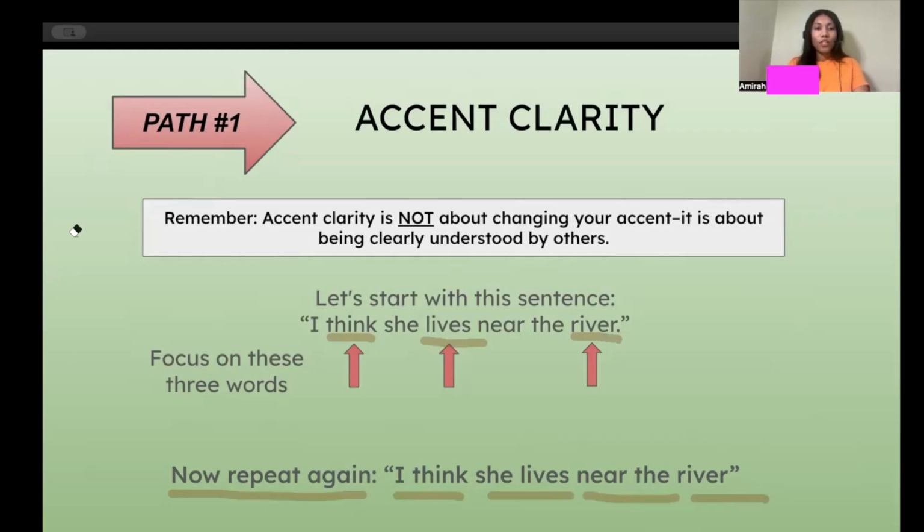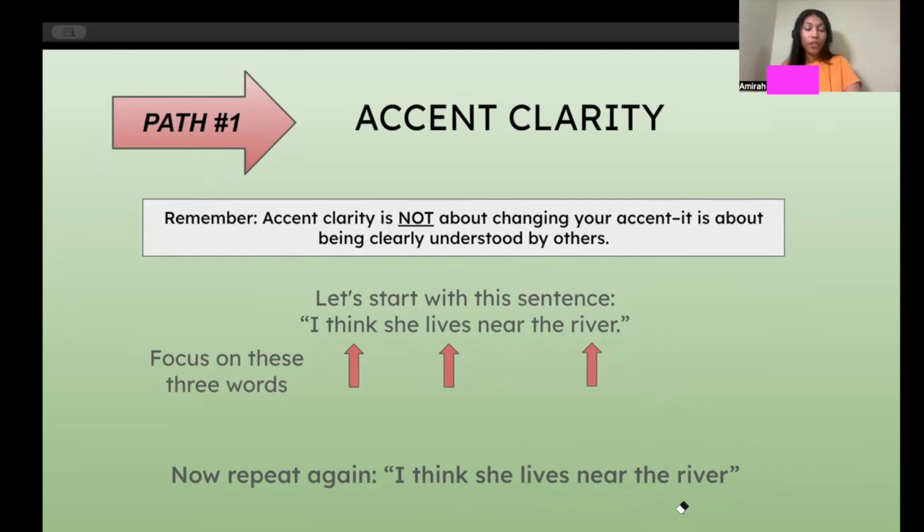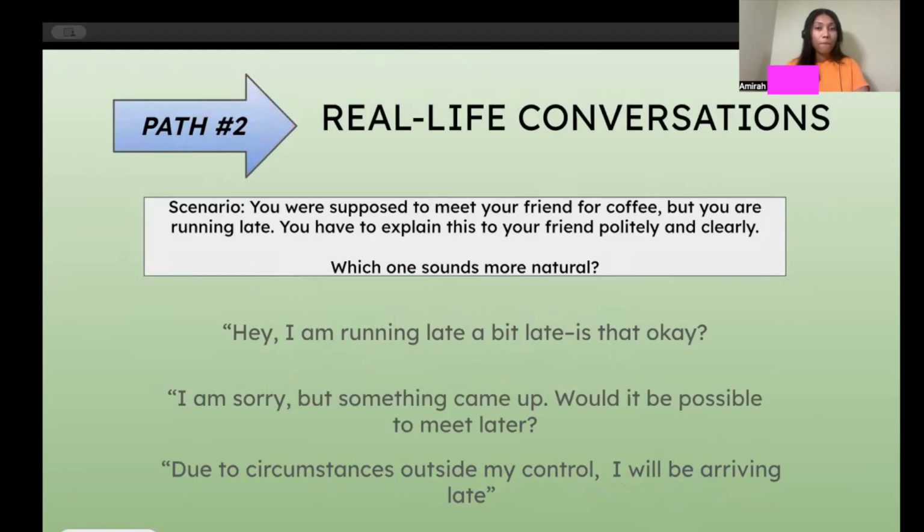And so you just do that, and you can do that a couple of times, but don't spend too much on it because, again, it is a trial lesson and you have more to get to. So this is path number 1. Path number 2, we have real life conversation. Okay? So here's the scenario. You were supposed to meet your friend for coffee, but you are running late. You have to explain this to your friend politely and clearly.